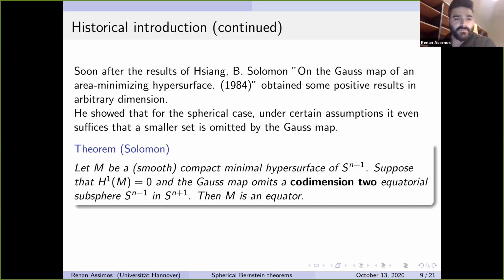with an additional hypothesis in the spherical case. So Solomon proved the following theorem, from '84, one year after Hsiang and Yang's results. Take M to be a compact minimal hypersurface of a sphere S^(n+1), and suppose that H1 of M equals 0, so this is the extra hypothesis he puts. This is the first de Rham cohomology group for us. And he also assumed that the Gauss map omits a codimension 2 equatorial subsphere, which I denote by S^(n-1) in S^(n+1). Then M is an equator.